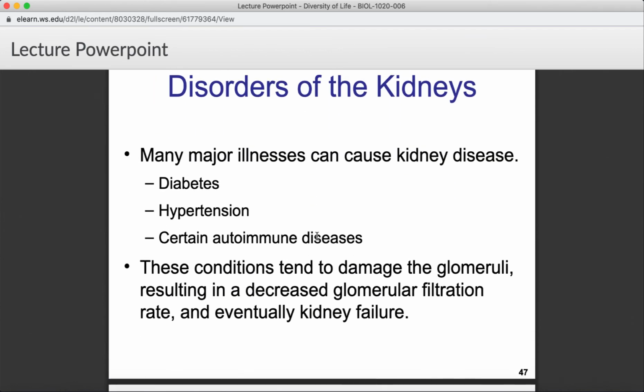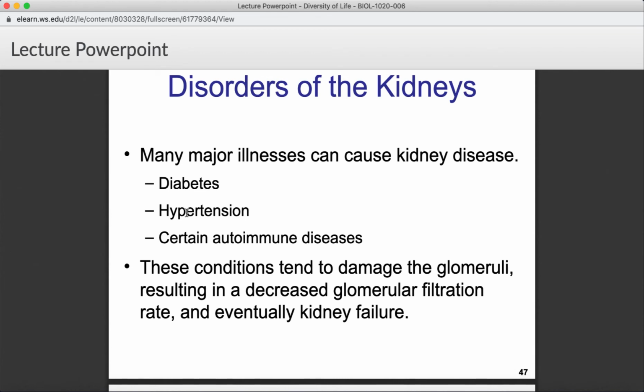Major illnesses and disorders of the kidney. Many major illnesses can cause kidney disease. So diabetes, you're overwhelming the kidney's ability to filter out all that glucose. Think of it as running too much gunk through a filter. Eventually you're going to tear the filter up.